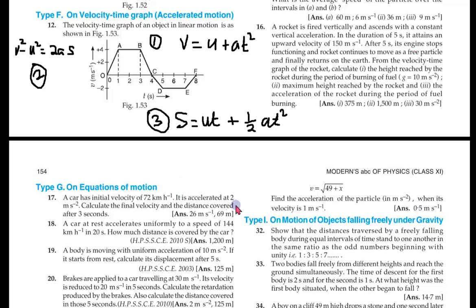So starting from question number 17 we'll use these formulas. This is final velocity V, U initial, A acceleration, S is displacement. V equal to U plus AT, S equal to UT plus half AT square. U is initial. So to solve problems of equations, you have to extract any information from that equation.